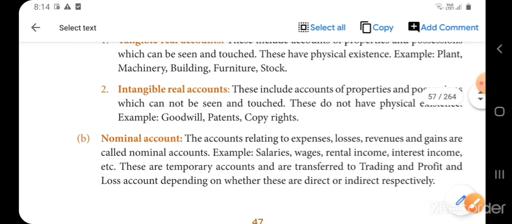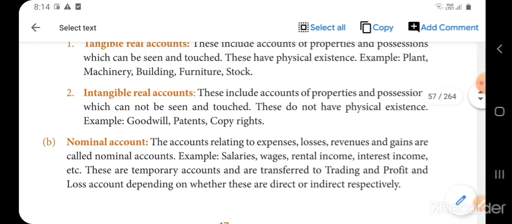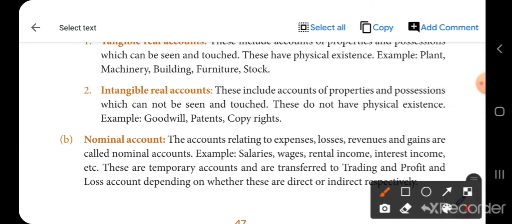Intangible real account means something which cannot be seen or felt. Example, the goodwill of the firm, the good name, the reputation of the firm. It cannot be seen or felt, but it has some value. Patents and copyrights are also intangible real assets.